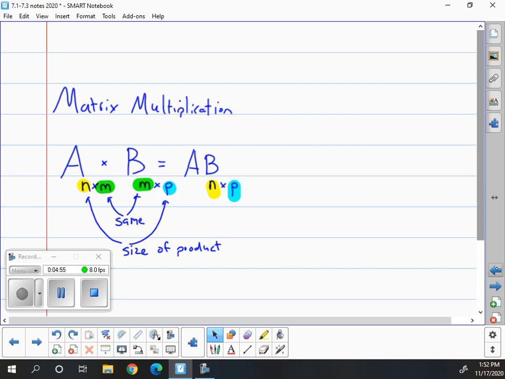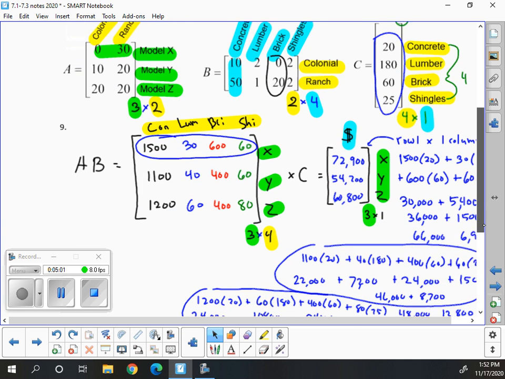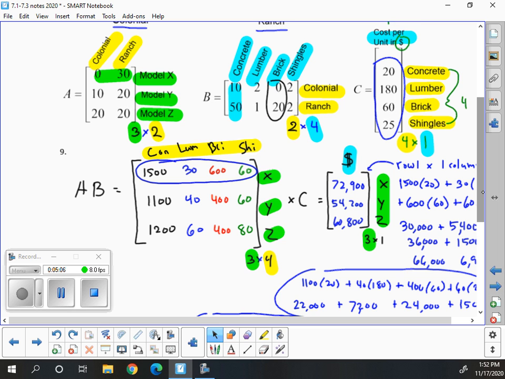And how do you actually find each row and each column? As we saw over here, you're going to multiply each number from the first row and each number from the first column, and those numbers will always match. And once you get those four products, you'll add them together to get one number. So your assignment will be just using some of those basic things to add, subtract, scalar multiply, or matrix multiply, and we'll talk about it in class.